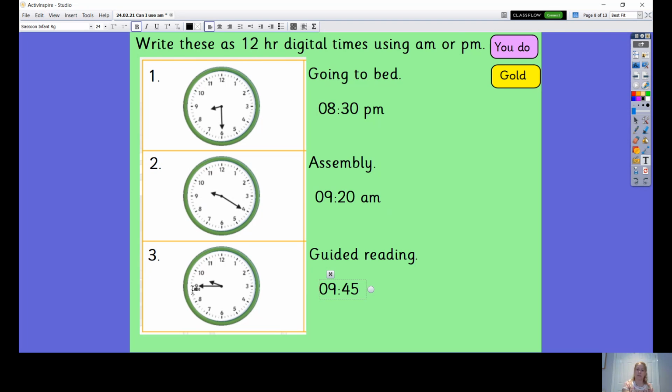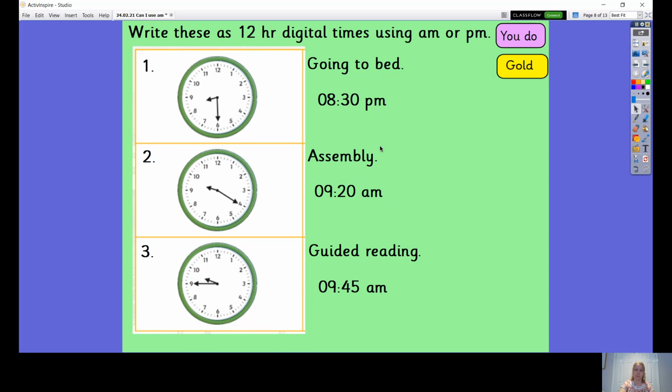And let me have a think again about this guided reading then. Do we do guided reading in school at 9:45 at night? No, we do not. So that's going to be an AM time as well. So good work if you got PM, AM for those.